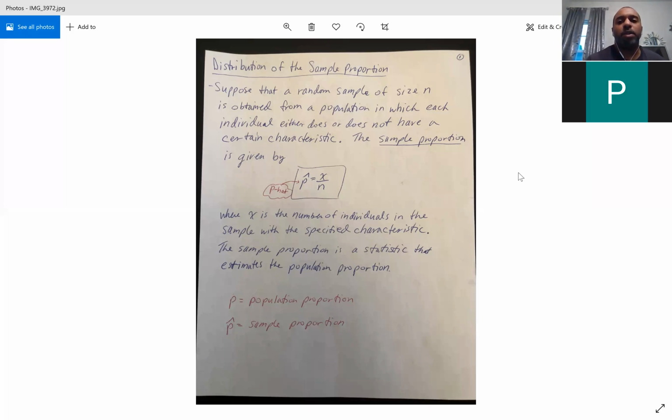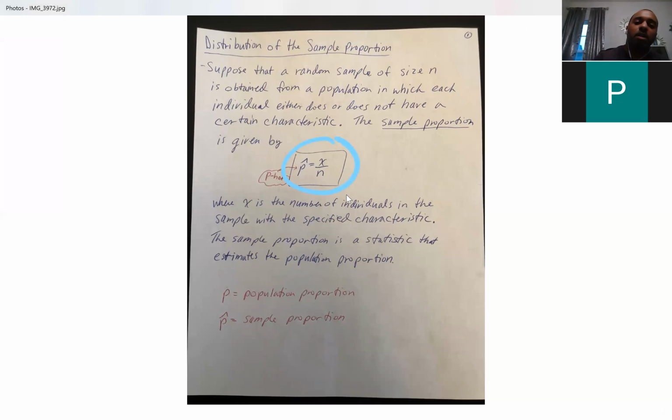All right, so 8-2, very similarly set up to 8-1. This is a distribution of the sample proportion. Suppose that a random sample of size n is obtained from a population in which each individual either does or does not have a certain characteristic. The sample proportion is given by what we call p hat, and that would be x over n.